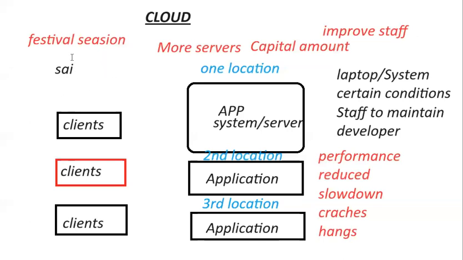Now Sai is worrying about maintaining this whole infrastructure. So instead of his business, this becomes a headache for him. So now AWS comes into the picture.